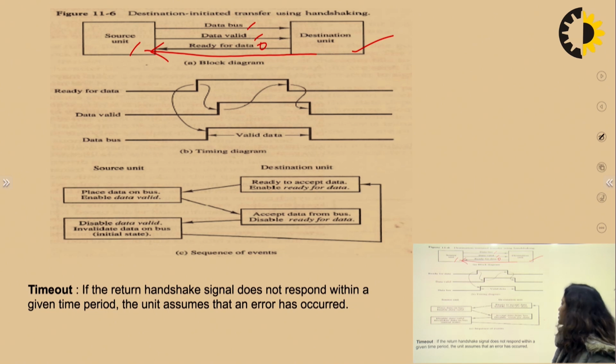If the return handshake signal does not respond within a given time period, the unit assumes that an error has occurred. As we know, it is an asynchronous type of data transmission, so we are not inserting a common clock pulse for transmission of data between the destination and the source unit. Here we assume some particular period of time. Suppose we assume that within 10 seconds the data needs to be transmitted. If it is not transmitted within 10 seconds, that will be assumed as an error for this asynchronous transmission.